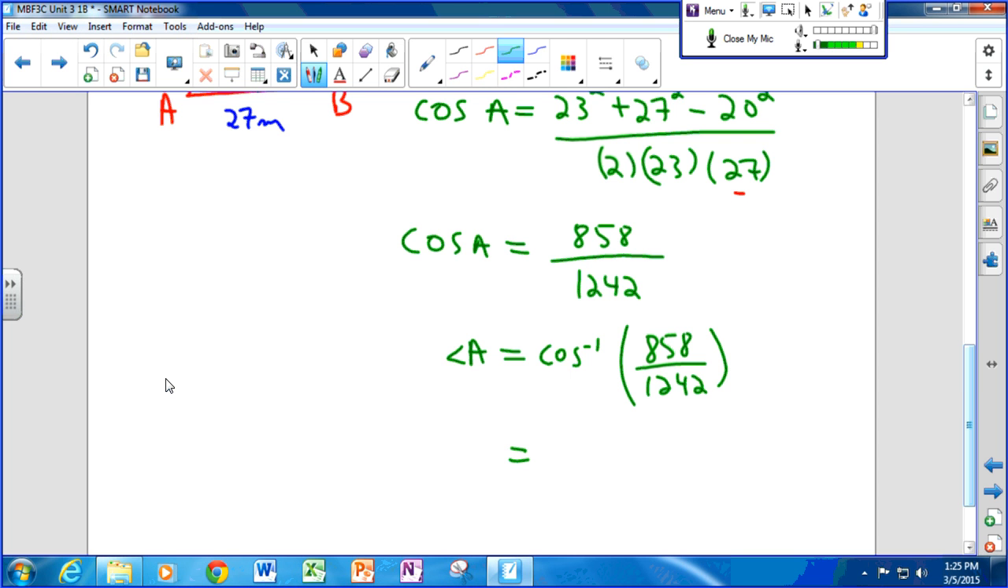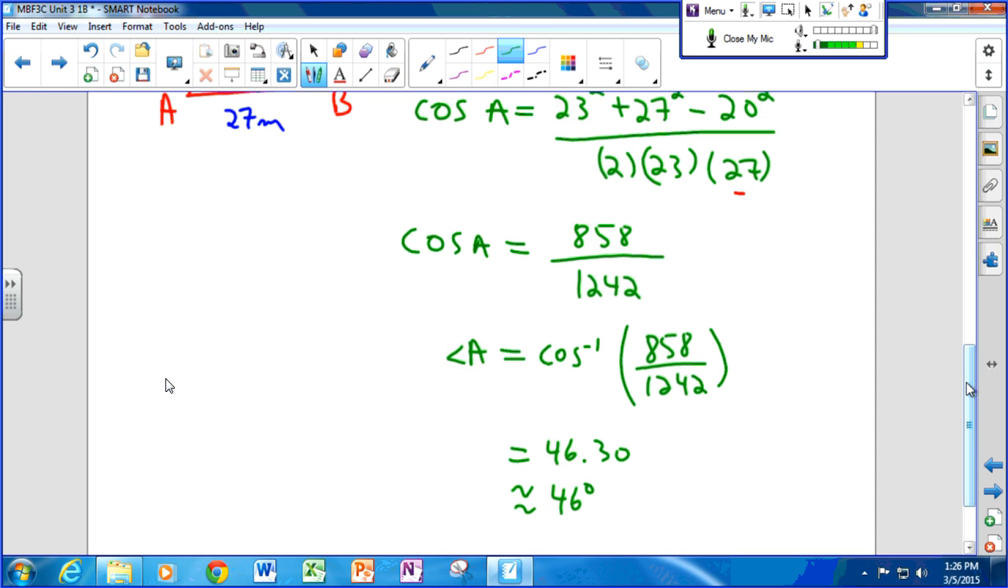So it's 858 divided by 1,242. And I got that. And then I'm going to take the inverse cos of that. And I got 46 point, well, we sort of rounded off to 46 degrees, something like that. Okay, what did they come up with in the book here? Oh, look at that. They came up with 46 degrees.